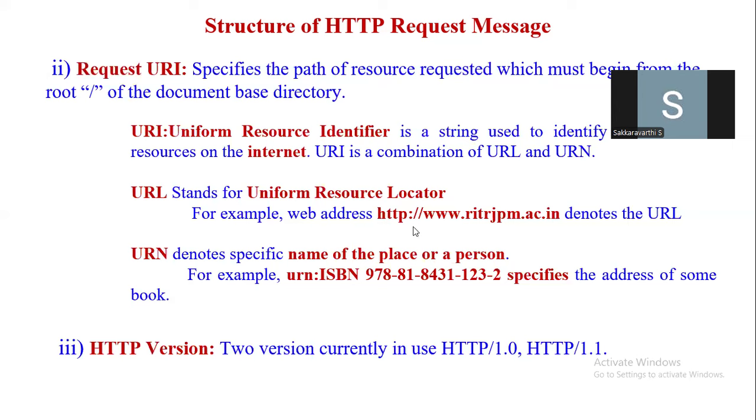For example, http://www.retrjpm.ac.in, which denotes the URL. And URN denotes the specific name of the place or a person. For example, URN:ISBN 978-81-84-31-1223-2 specifies the address of some book. And HTTP version. The two commonly used versions are HTTP 1.0 and HTTP 1.1.